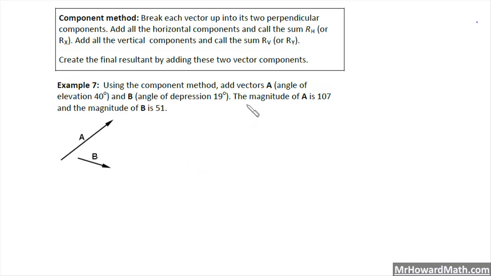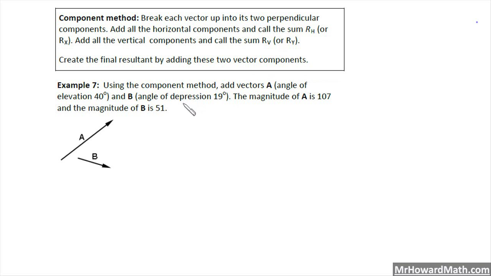Okay, third and final method, the component method. We break each vector, doesn't matter how many we have, into its two perpendicular components. So similar to that example 1 that we did earlier with the bullet example. Add all the horizontal components and call them the sum R sub H or R sub X, however you want to label it. And then add all the vertical components up and call the sum R sub V or R sub Y. So we're going to get a resultant horizontal component, this one, and a resultant vertical component there. Create the final resultant by adding these two vector components.